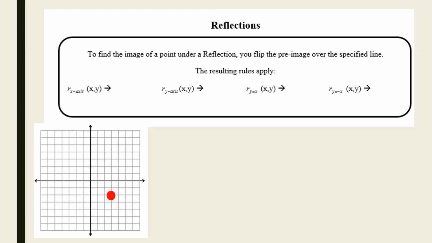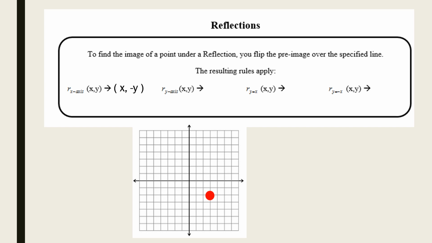Our next one that we're going to talk about is reflection, and reflection is just flipping your image, your pre-image, over a specific line. So here is a bunch of our rules. So reflection of the x-axis, all you're doing is changing y. So if it's positive, you make it negative, and if it's negative, you make it positive. Reflection of the y-axis, you're just flipping it over that line. You can either count the boxes or remember this rule. You're changing x, so if it's positive, make it negative, and if it's negative, make it positive.